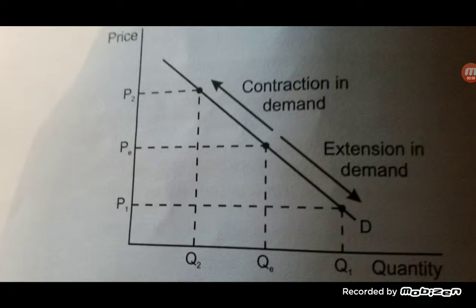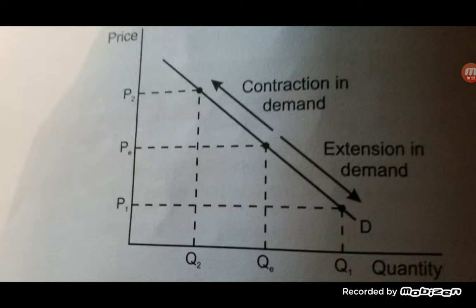Demand is the quantity of a good or service that consumers are willing and able to buy at a given price at a particular time. The demand curve shows the relationship between price and the quantity demanded. At any given point along the curve, it shows the quantity of the good or service that would be bought at a particular price. So you can see an example on the screen of a demand curve. You can see at price PE, the quantity QE is demanded.